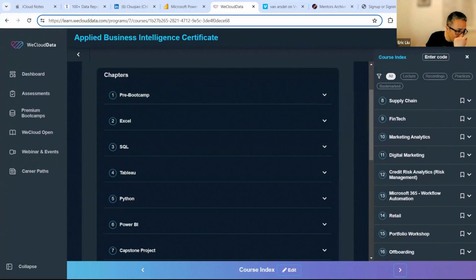Okay, let me take a look at the question. What is the relationship between Microsoft and WeCloudData? There's no relationship. Microsoft tools, we use Power BI, we use Microsoft Azure, you know. So Microsoft is a technology company, and we use quite some of their tools, including Power Platform.